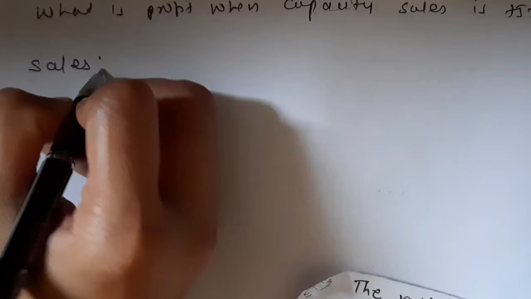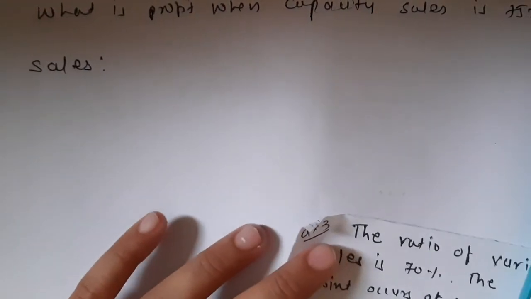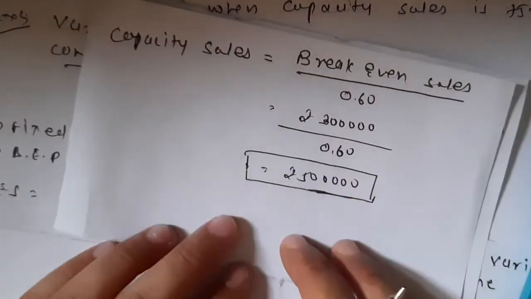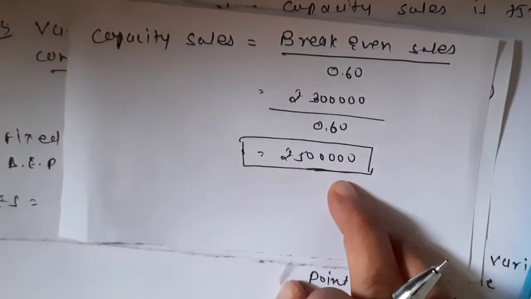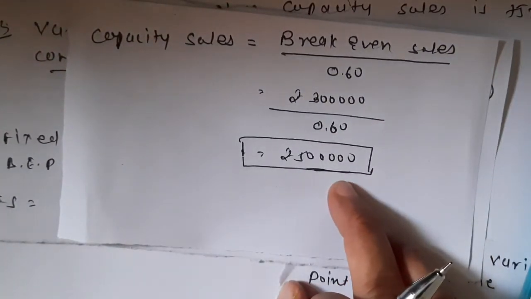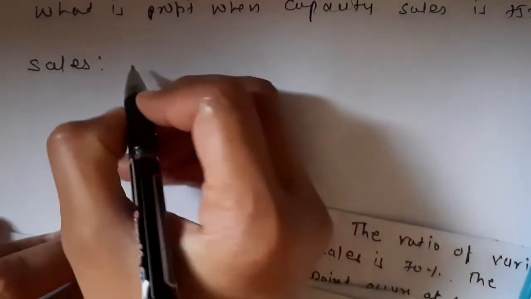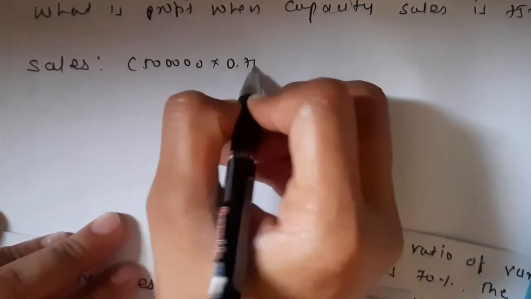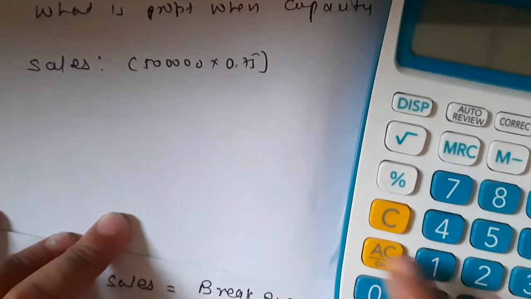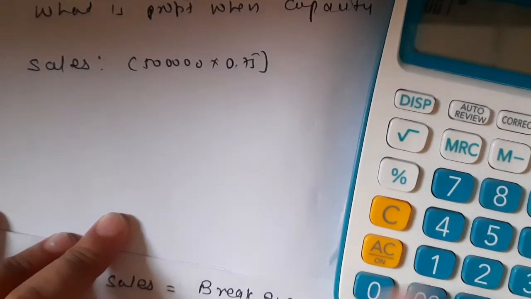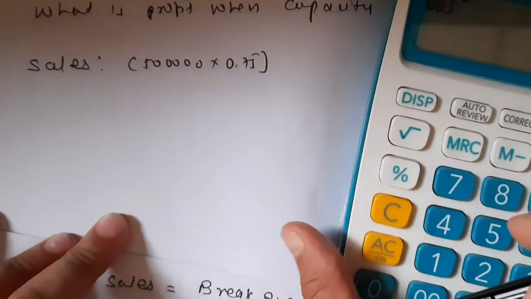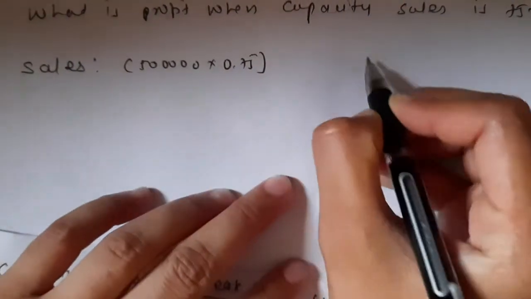First put the sales. How much sales is there? Which is already found in the earlier part. How much it is? It is rupees 5 lakh. But this 5 lakh is at 100% level. We want at 75%. So we take 5 lakh at 75%. How much it is? 5 lakh into 75%. It is 3,75,000.